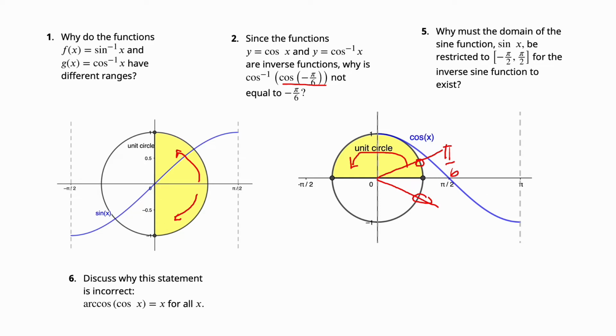Why must the domain of the sine function be restricted to minus pi over 2 for the inverse function to exist? Well, we already said they need to be 1 to 1, and since this is periodic, we know they go up and down. We do have to chop it off so that we get all the way from 1 to minus 1.